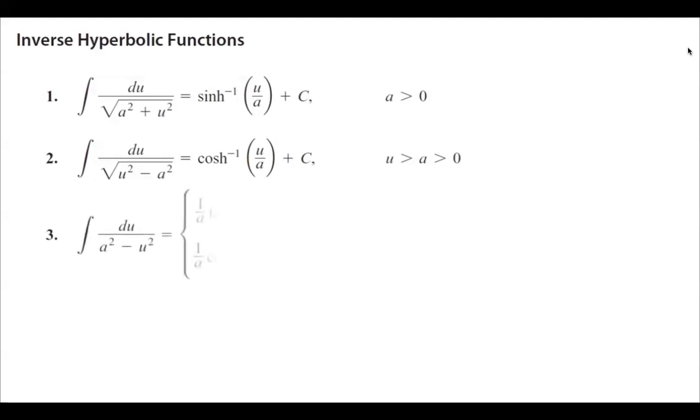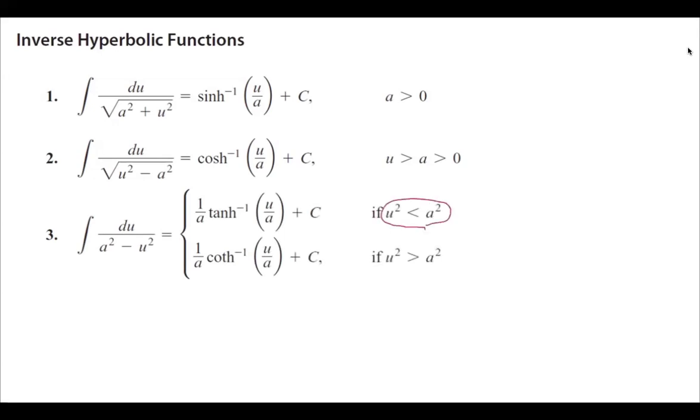If you have a pattern in your integral, du divided by a squared minus u squared, depending on the behavior of u and a, as long as u squared is less than a squared, this integral is 1 over a inverse hyperbolic tangent of u divided by a, and as long as u squared is more than a squared, it is 1 over a inverse hyperbolic cotangent of u divided by a.